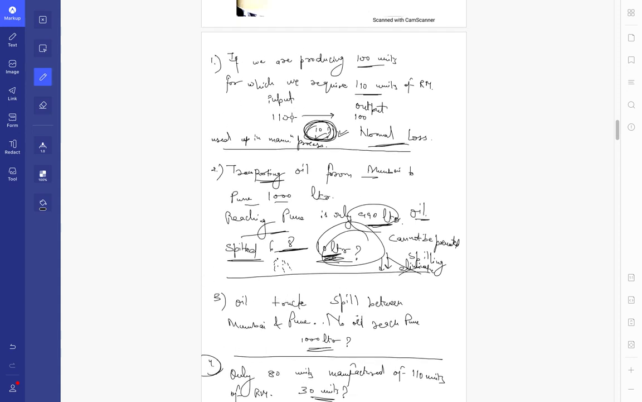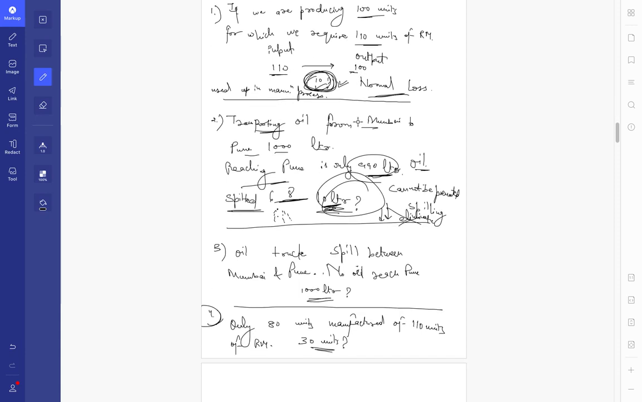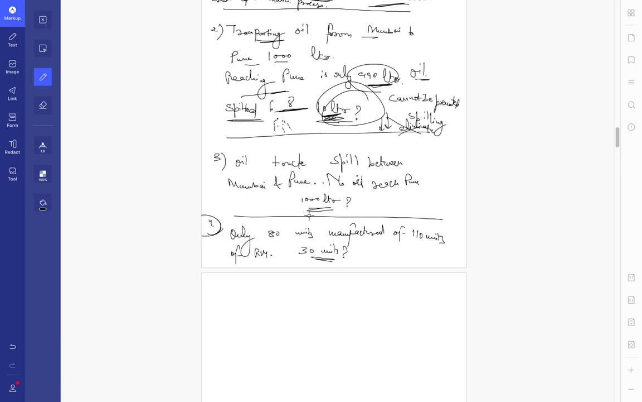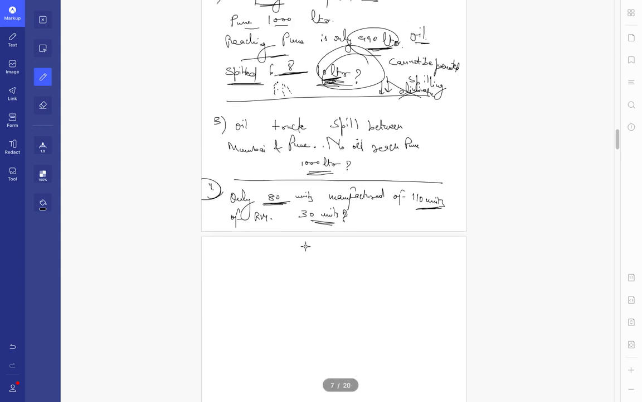You know that after giving an input of 110 units, you are able to produce output of 100 units. So your normal loss is 10. But what if after giving 110 units of input, you only get 80 units as output? What happens to those 30 units? Not only those 30 units, they can be bifurcated into two. One is 10 units of normal loss and 20 as abnormal loss.